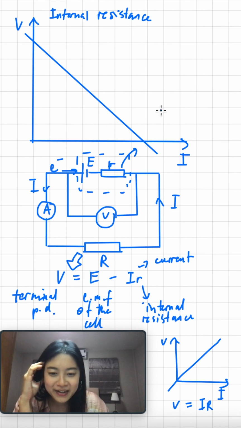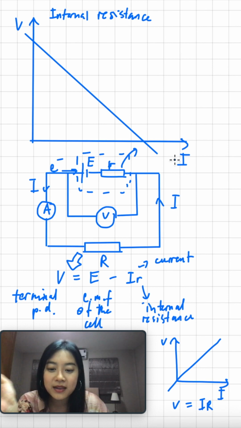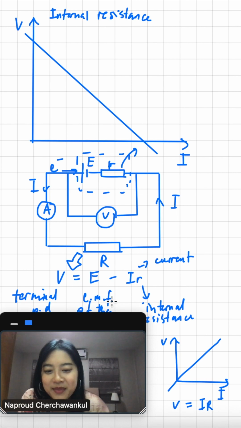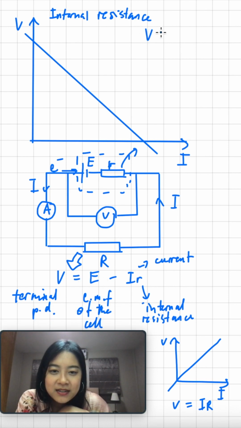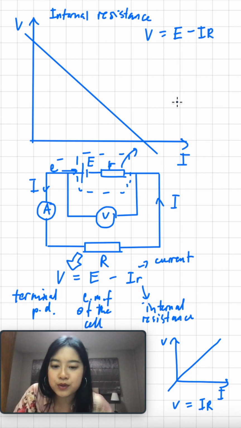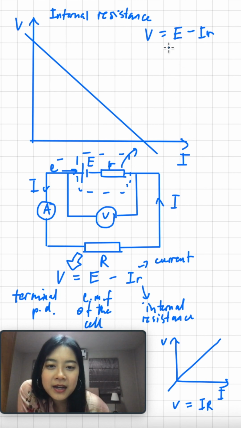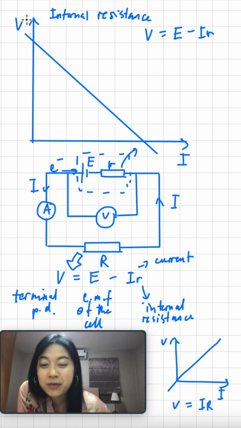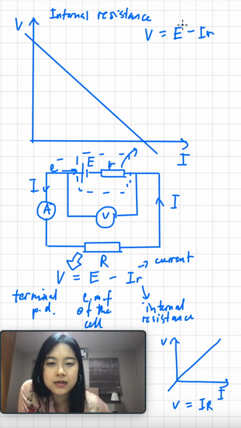what is happening here? There's also a bunch of other things that we can label on this diagram, but first let's analyze it using maths. So the equation here is V is equal to E minus Ir. No, sorry, not large R, small r. Very important. Okay. And so what we have here is V being the y-axis and I being the x-axis. And so we can compare this to the normal equation of a straight line, which is y is equal to mx plus c.